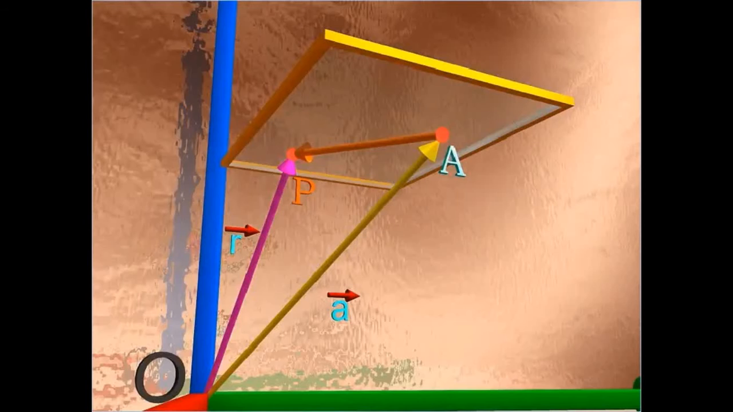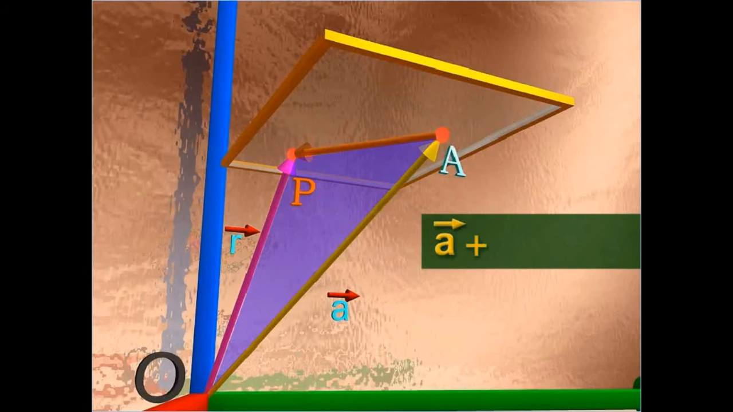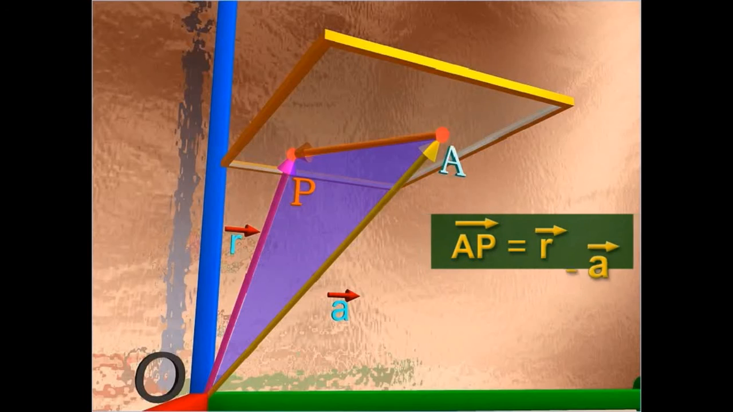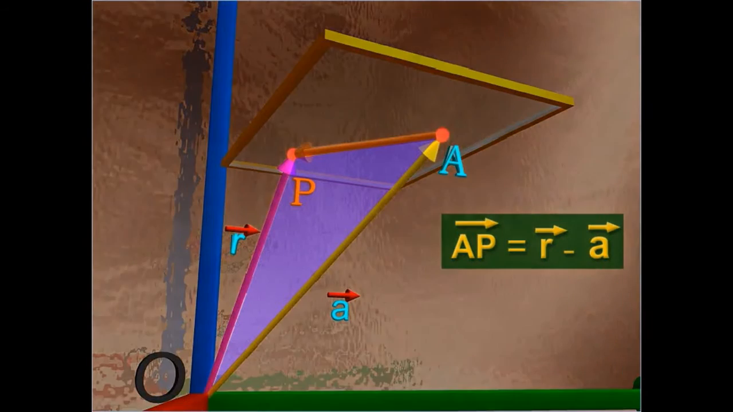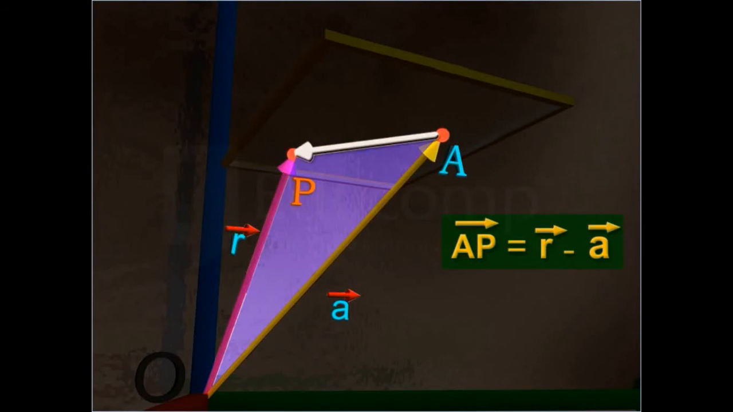Look at the triangle OAP. Applying the triangle law of vector addition, you get vector AP is equal to vector R minus vector A.